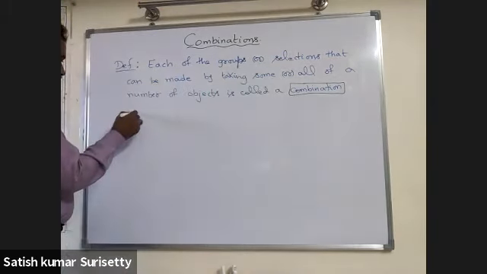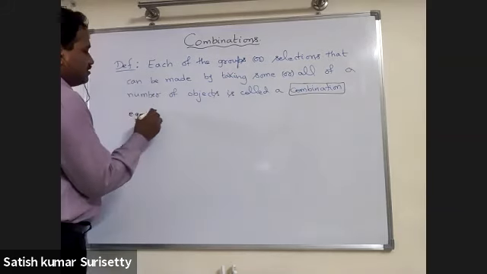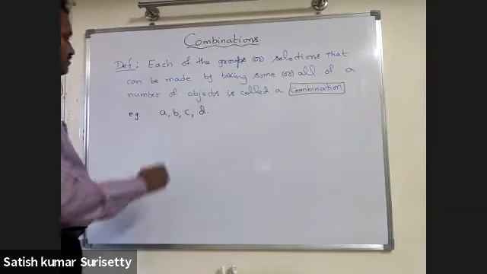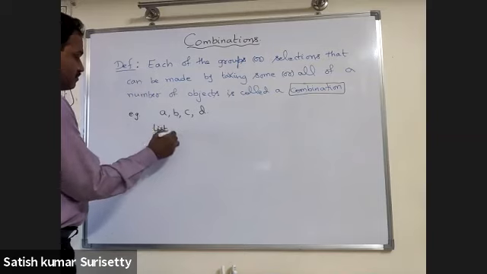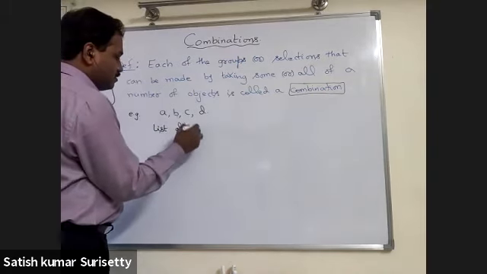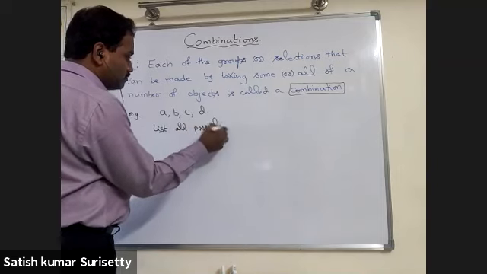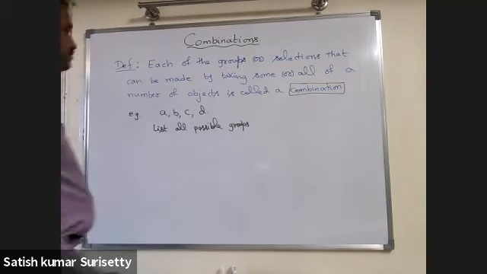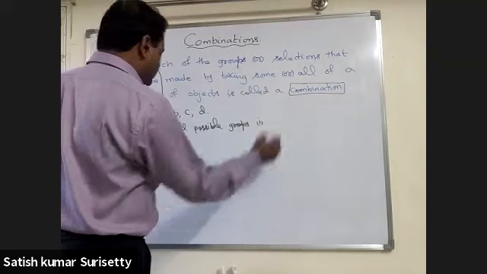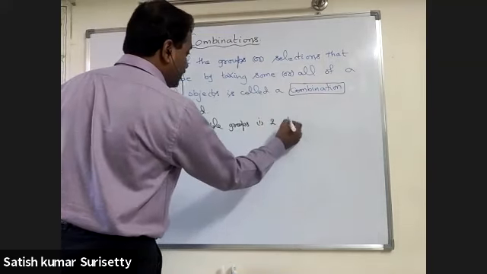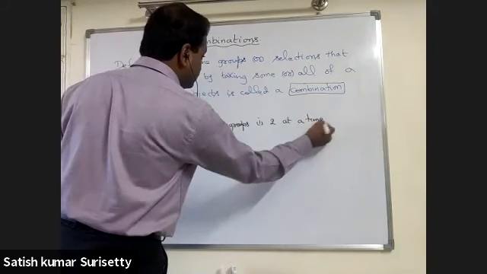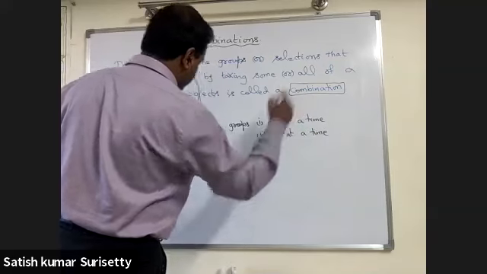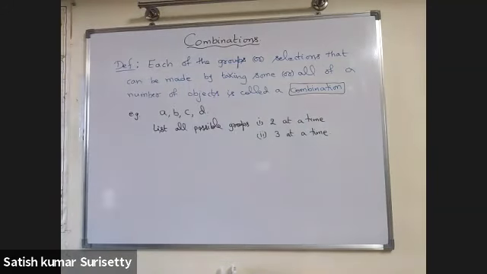Now, example. Consider 4 objects A, B, C, D. Now, list all possible groups. List all possible groups. Number 1, 2 at a time, 3 at a time, without any repetition.